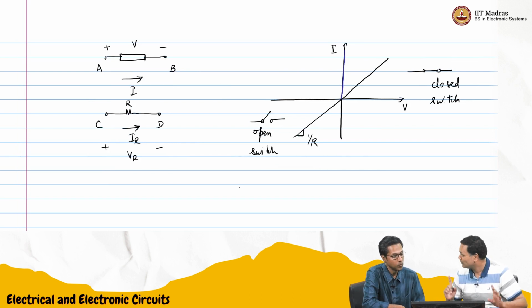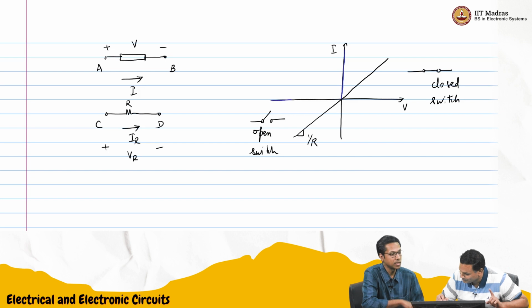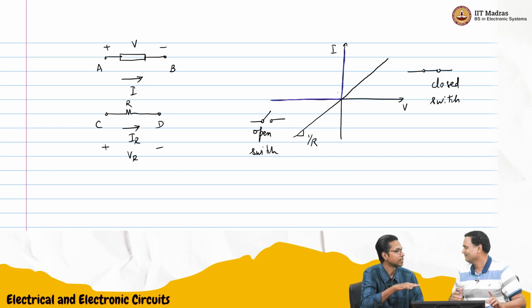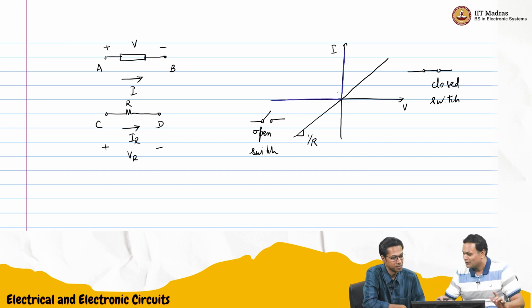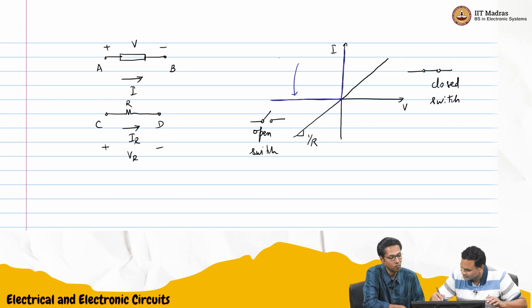Now here you want it to look like an open switch. That means for any negative voltage, current is zero. So we want an IV characteristic like this. So this is your unknown device.